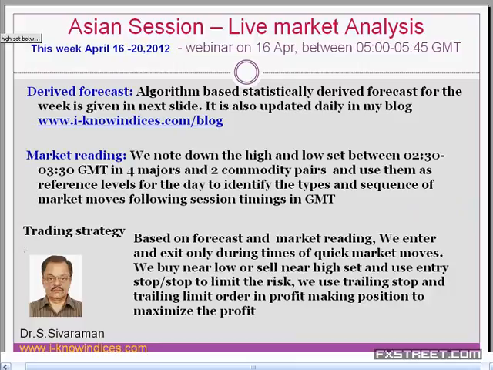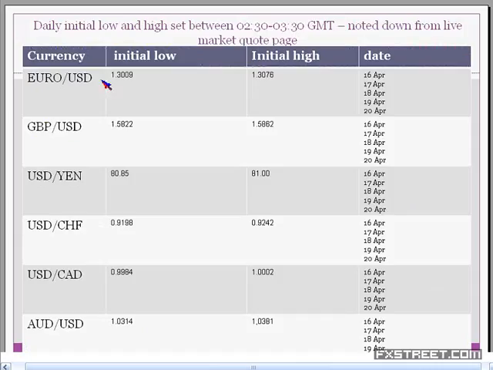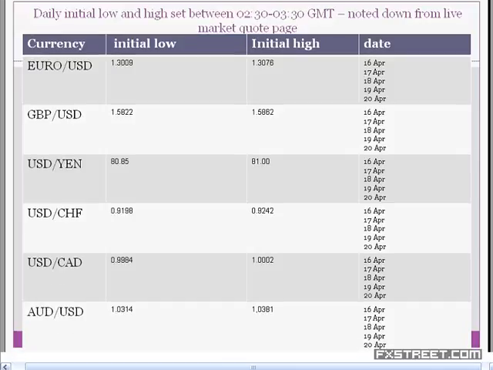Now with regard to the initial lows and the highs, this is the table I'm using for noting down the initial lows and the highs. You can also prepare a table of this nature and keep all the 5 days of the week and also the initial low and the high against each currency. And then you can note down on a daily basis the initial low and the high.